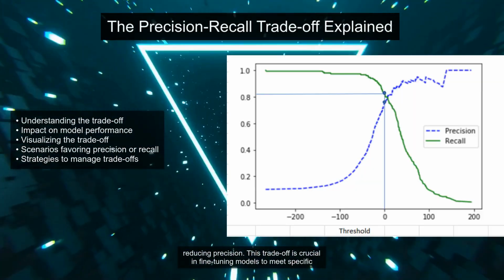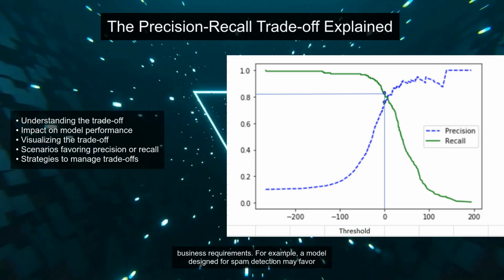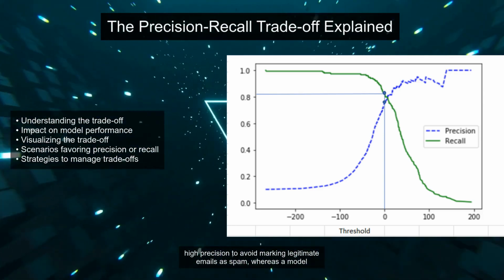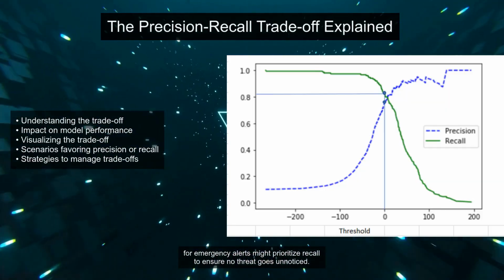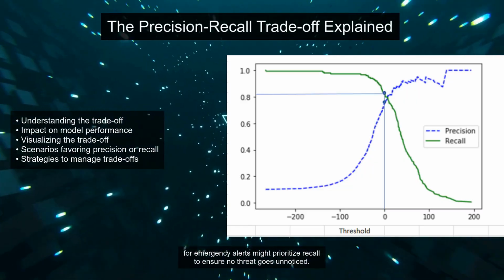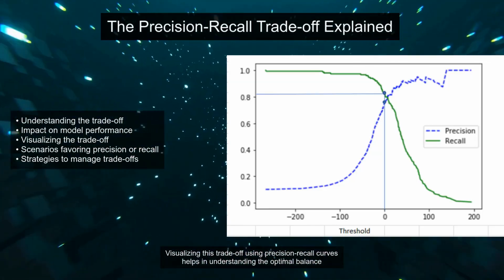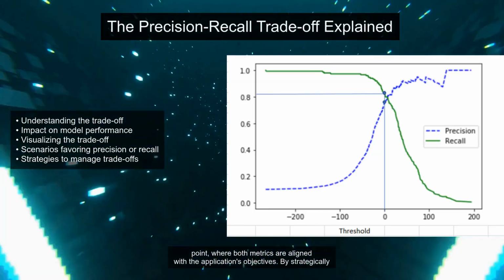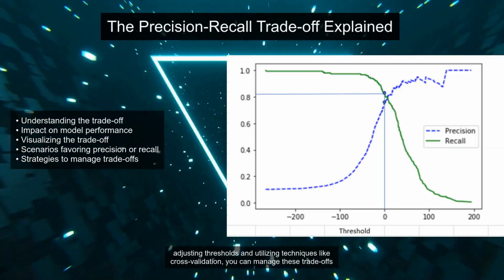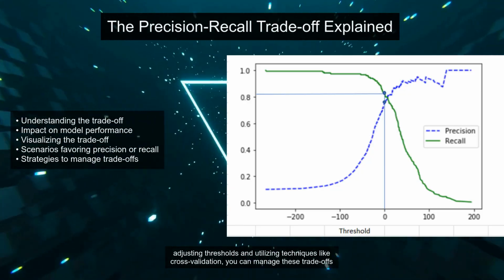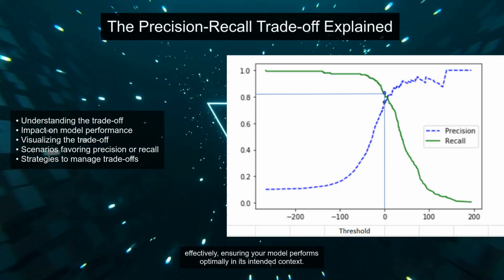This trade-off is crucial in fine-tuning models to meet specific business requirements. For example, a model designed for spam detection may favor high precision to avoid marking legitimate emails as spam, whereas a model for emergency alerts might prioritize recall to ensure no threat goes unnoticed. Visualizing this trade-off using precision recall curves helps in understanding the optimal balance point, where both metrics are aligned with the application's objectives. By strategically adjusting thresholds and utilizing techniques like cross-validation, you can manage these trade-offs effectively, ensuring your model performs optimally in its intended context.